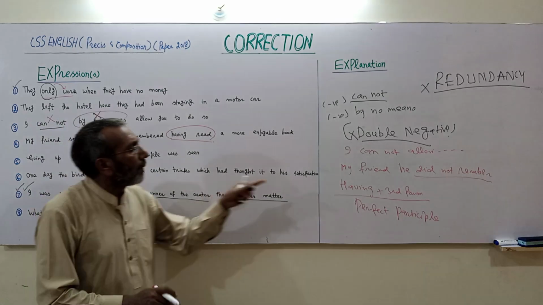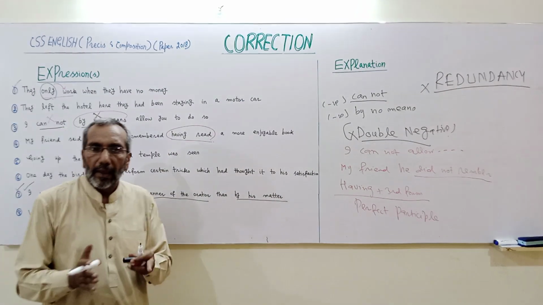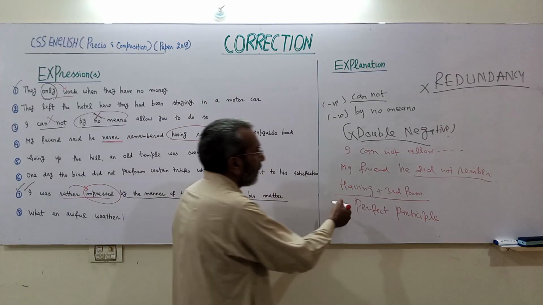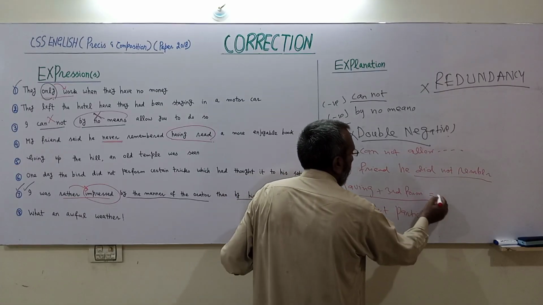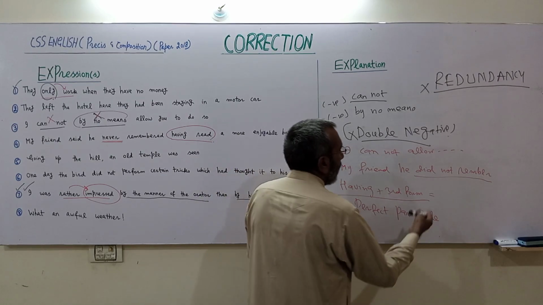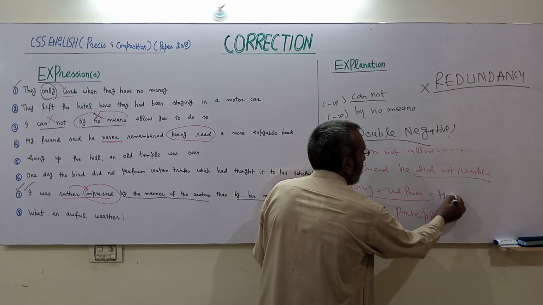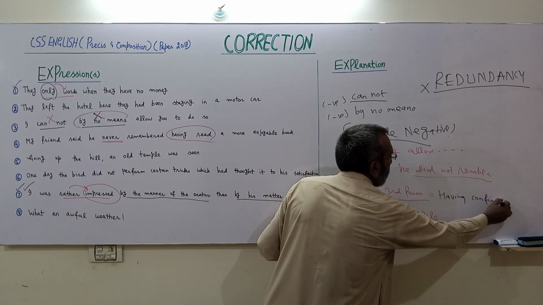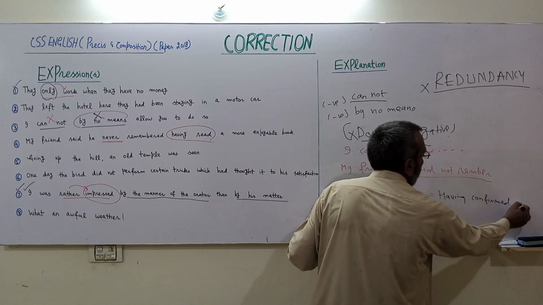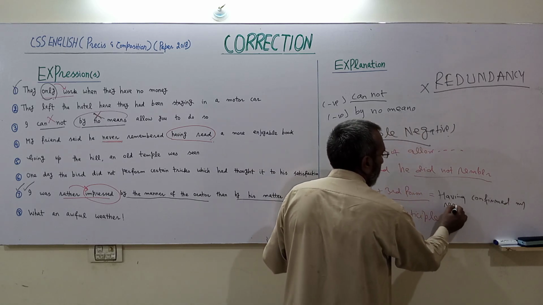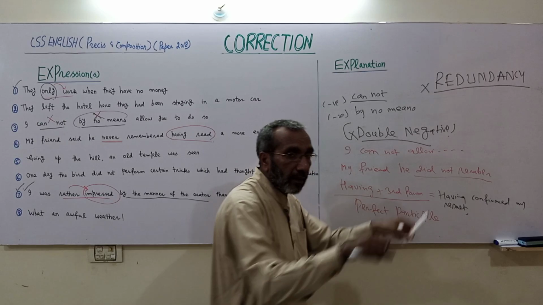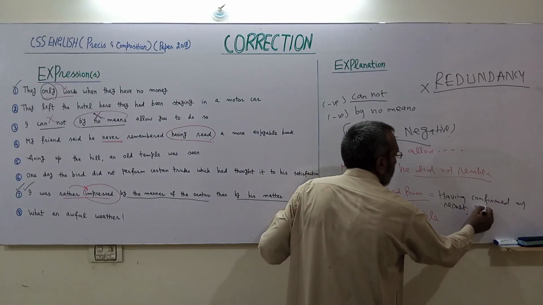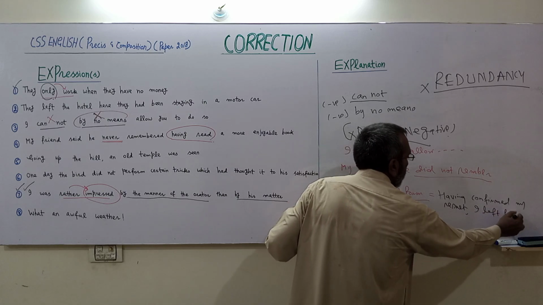Suppose we say, "Having read that book, I left for the park." Having plus the third form means, suppose we say, "Having confirmed my result, I left for home." Having confirmed my result means after completely confirming, and that thing is over. It is complete. That's why it's called perfect.